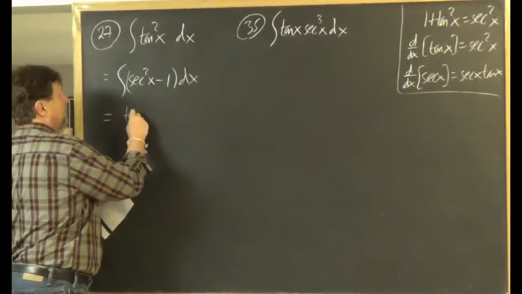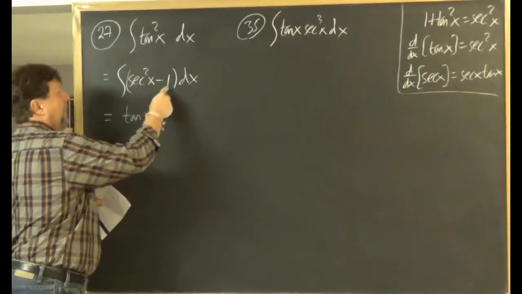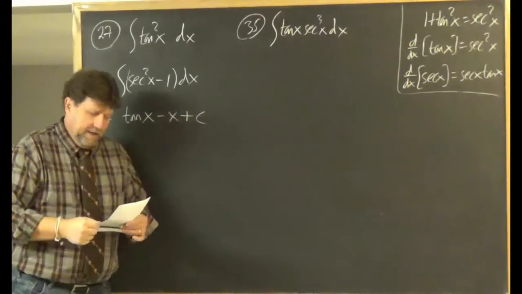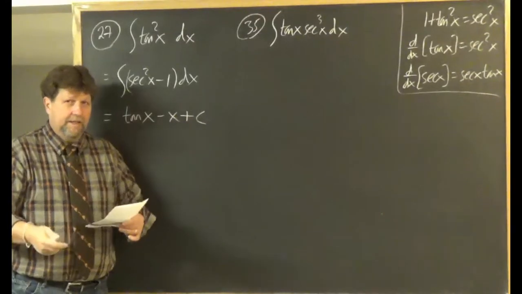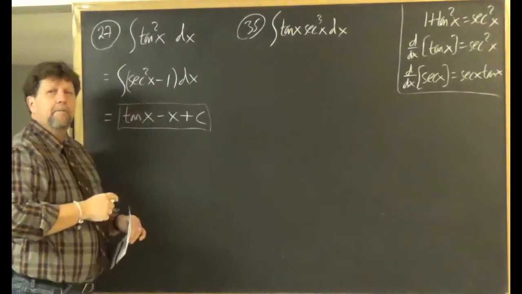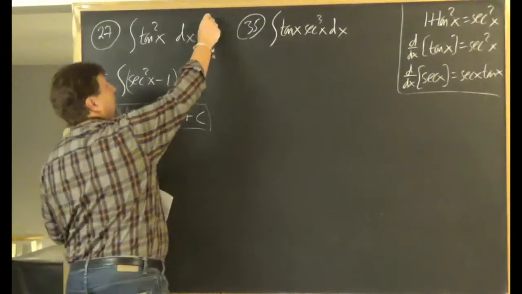tangent. Antiderivative of, well, that's an x. So you just end up with tangent x minus x plus c. That's it. It only took one step. Okay, that one wasn't too bad.